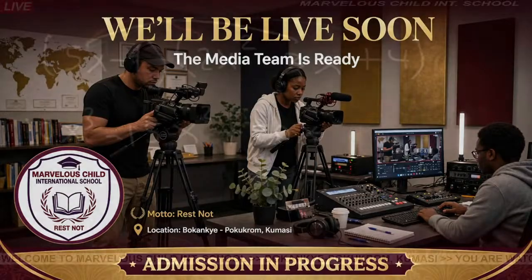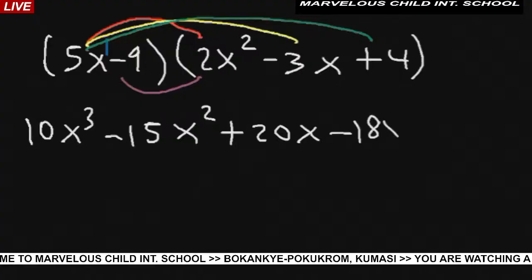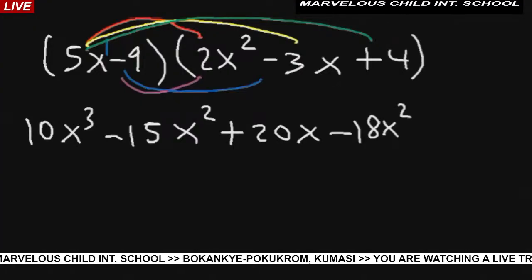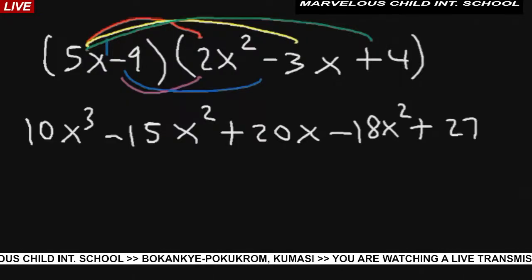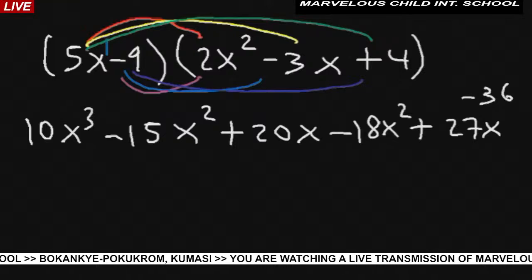x, and negative 9 times 2x squared, that's negative 18x squared. Negative 9 times negative 3x, that's positive 27x. And we have one more, negative 9 times positive 4, that's negative 36.